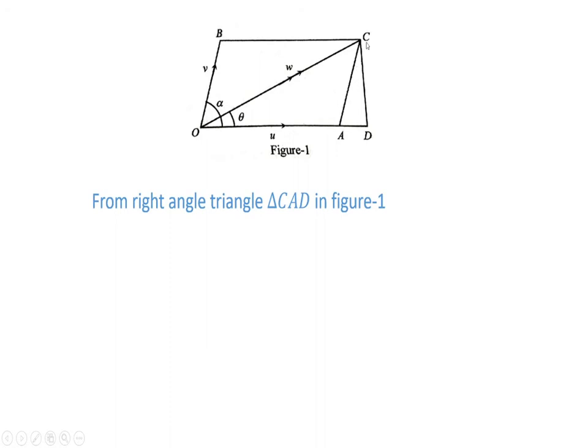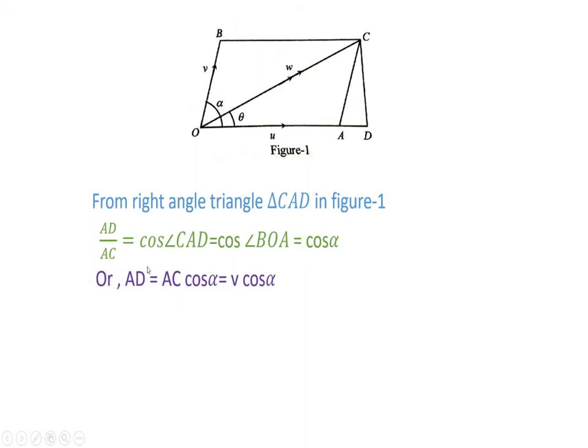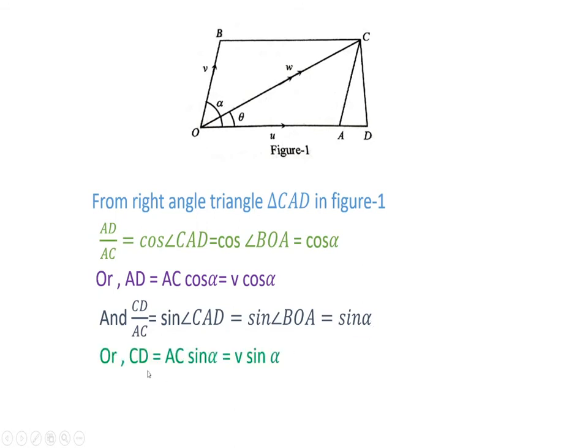From the right angle triangle CAD in figure 1, we get AD by AC equals cos angle CAD, because cos theta equals base by hypotenuse. Here AD is the base and AC the hypotenuse. Cos angle CAD equals cos angle BOA. You see in the figure that BOA equals alpha. So finally we can write cos alpha. Using the first and last terms, AD by AC equals cos alpha, so AD equals AC cos alpha equals V cos alpha. And CD by AC equals sine angle CAD equals sine BOA equals sine alpha. Similarly, CD equals AC sine alpha equals V sine alpha.